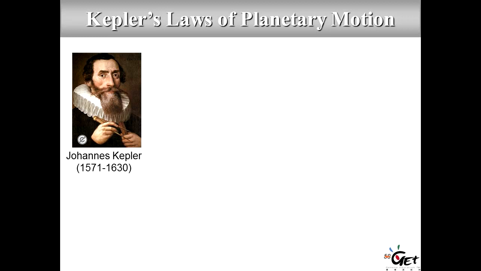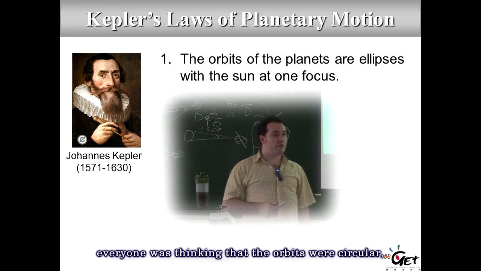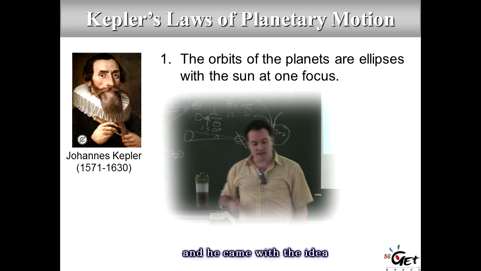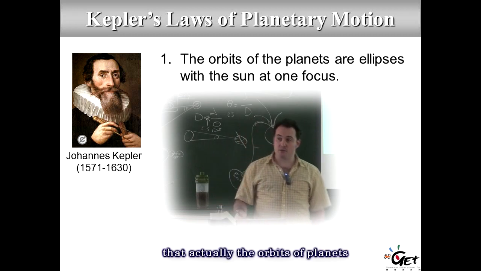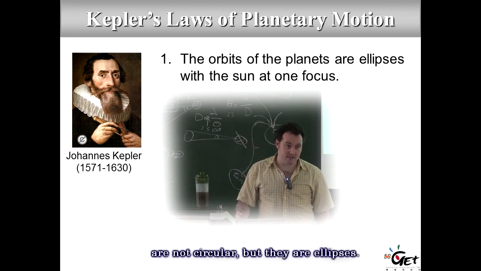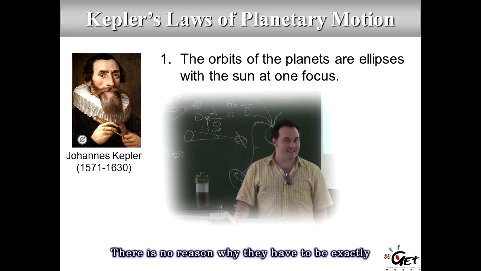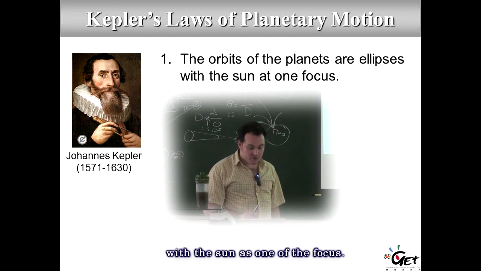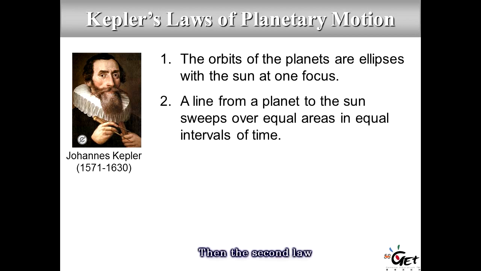The first one is that before, everyone was thinking that the orbits were circular, making things very complicated, and he came up with the idea that actually the orbits of planets are not circular, but ellipses. There's no reason why they have to be exactly circular. They can be ellipses, with the Sun as one of the foci. Then the second law says that a line from a planet to the Sun sweeps over equal areas in equal intervals of time. I'll explain that in a minute.